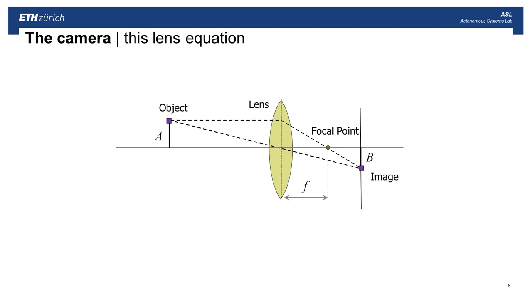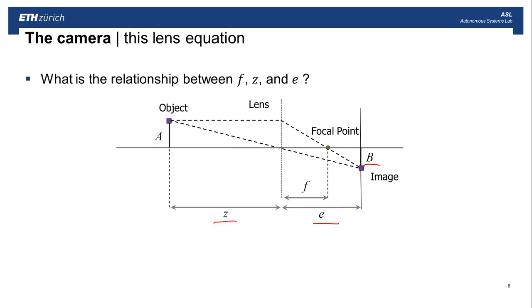Now, let's denote the height of the image with b, the distance between the object and the optical center with z, and the distance between the image and the optical center with e. What is the relationship between f, z, and e? To find this relationship, we can use the similarity between these two triangles.